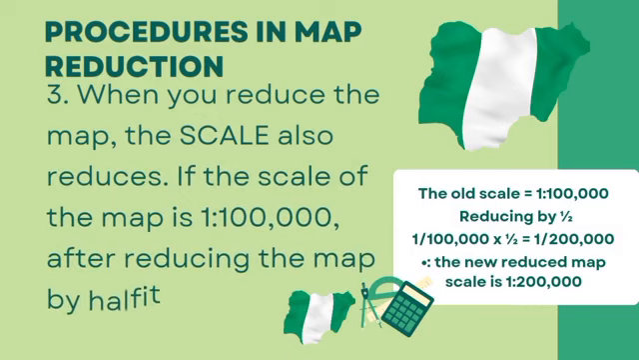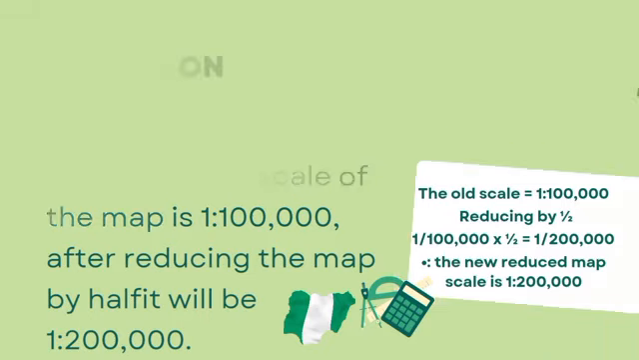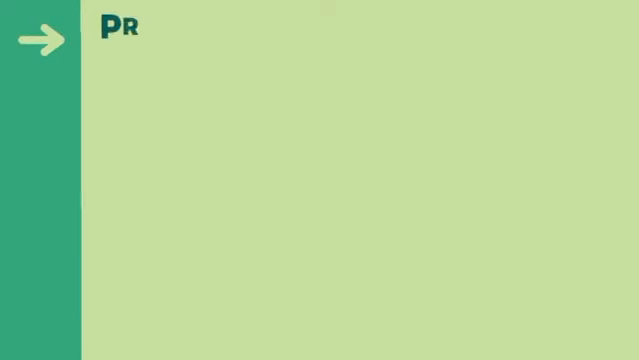Let's say the previous map has the scale of 1:100,000 centimeters. After reducing it, the new scale will become 1:200,000 centimeters. Why? Because the bigger the scale, the smaller the size of the map.